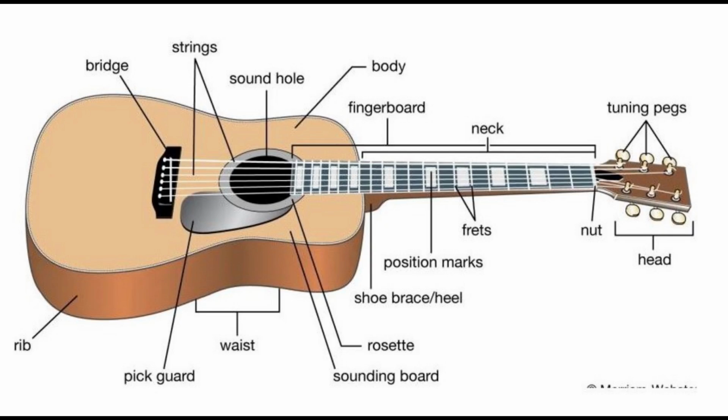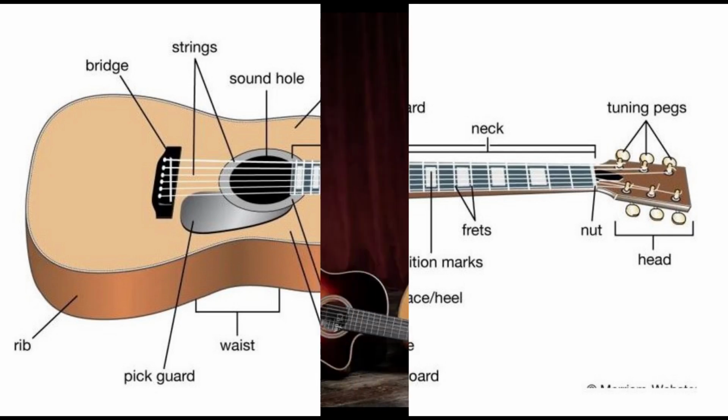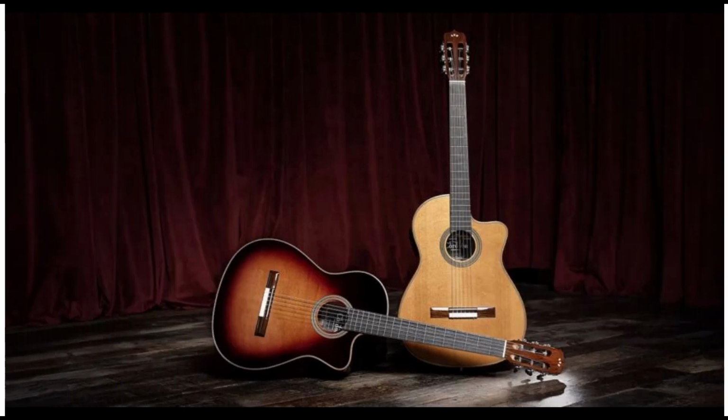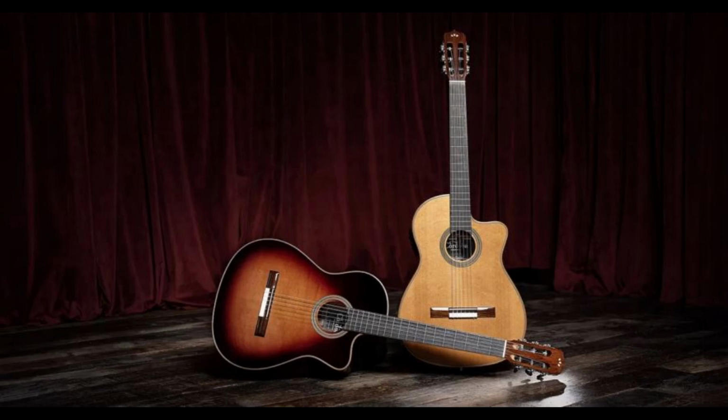The truss rod counteracts the immense amount of tension the strings place on the neck, bringing the neck back to a straighter position. Turning the truss rod clockwise tightens it, counteracting the tension of the strings and straightening the neck or creating a backward bow. Turning the truss rod counterclockwise loosens it, allowing string tension to act on the neck and creating a forward bow. Adjusting the truss rod affects the intonation of a guitar as well as the height of the strings from the fingerboard, called the action.